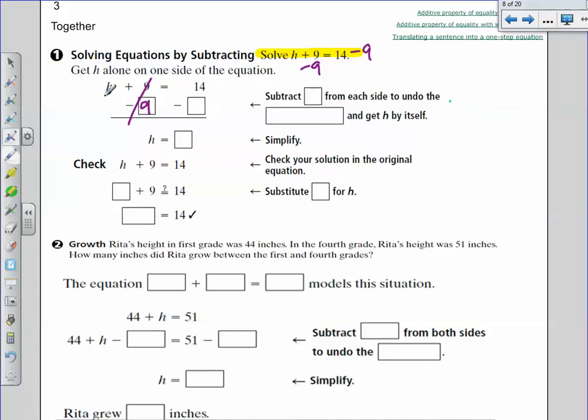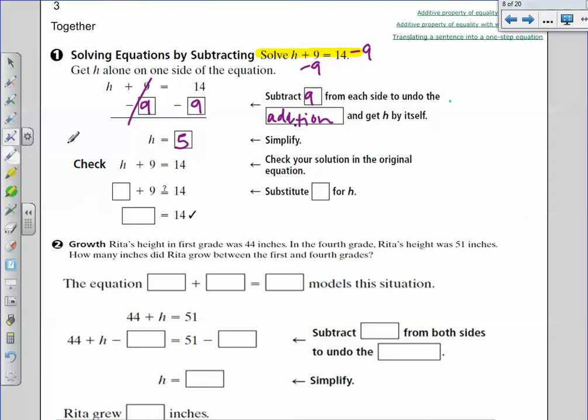I always want to isolate my variable on one side of the equation. So I've isolated my h. So h is equal to 14. I subtracted 9, so on this side I have to subtract 9. So h is equal to 14 minus 9, which is 5. So h is equal to 5. Again, I'm subtracting 9 from each side to undo my addition and get h by itself.